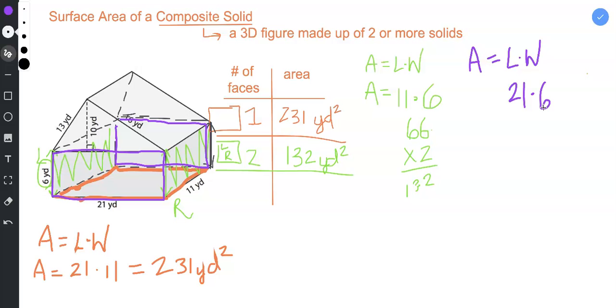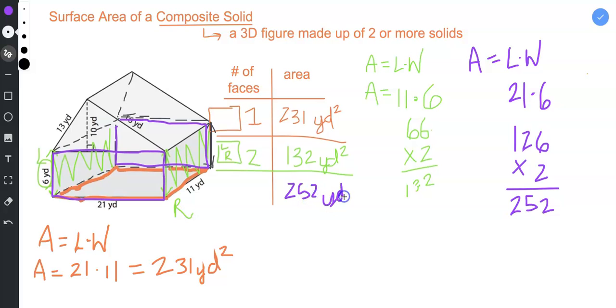Use a calculator to multiply that, and we get an area of 126, and that's only for the front face. So I need to multiply that by 2 to account for the front face and the back face, and we get 252 square yards for those two faces. And that was for the back face and the front face, and those were both rectangles. Alright, we move on to this triangular prism at the top.